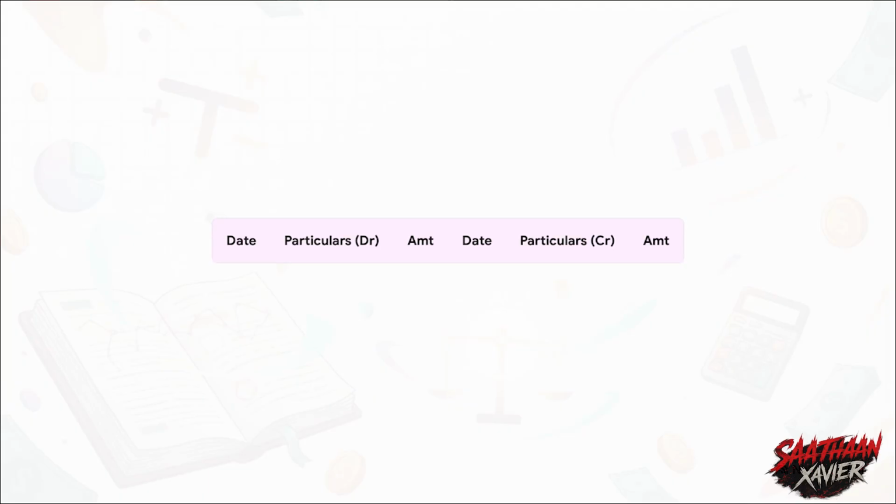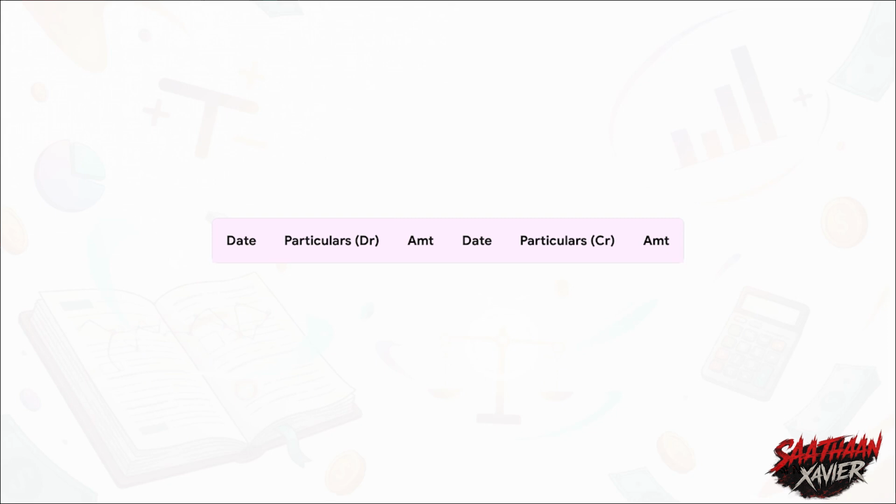If you draw a line straight down the middle and another one across the top, it looks exactly like a giant letter T. It's split perfectly evenly. Actually, hold up your hands for a second. Your left hand represents the debit side, abbreviated as DR, and your right hand is the credit side, or CR.